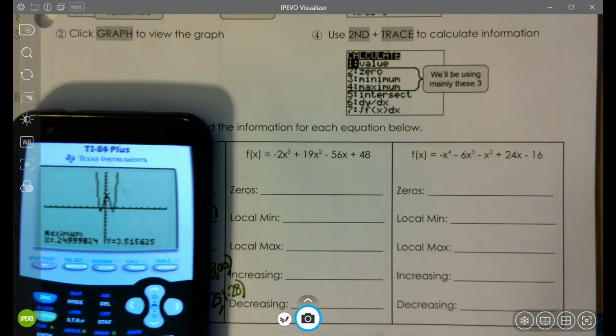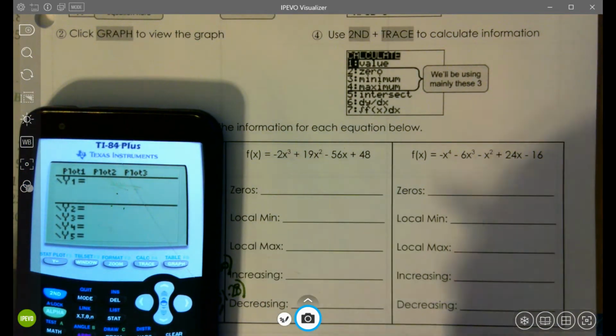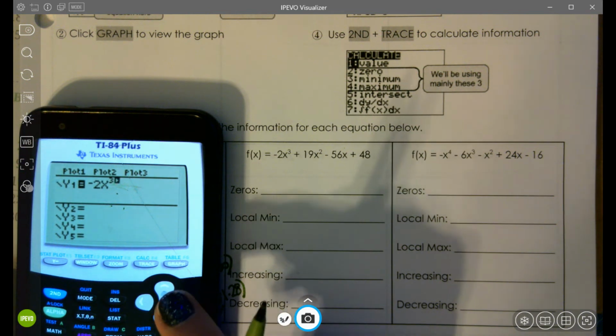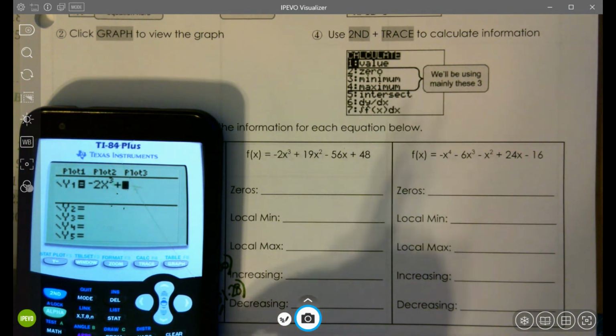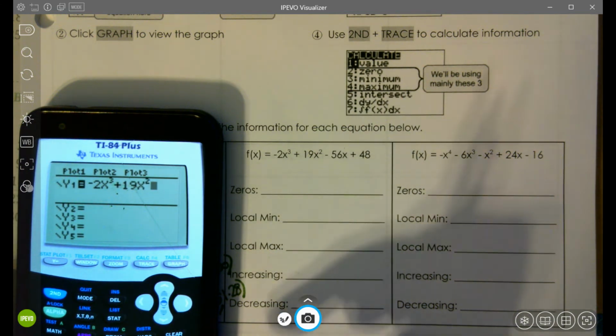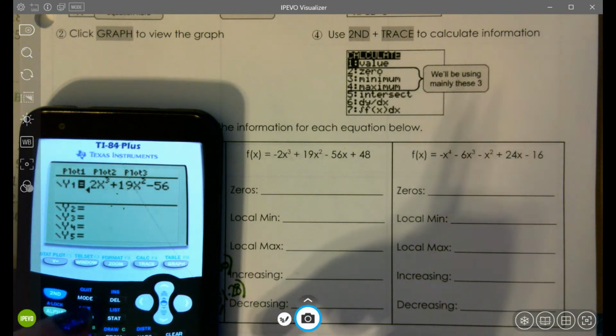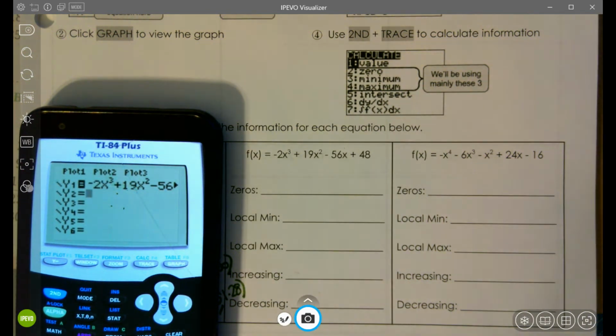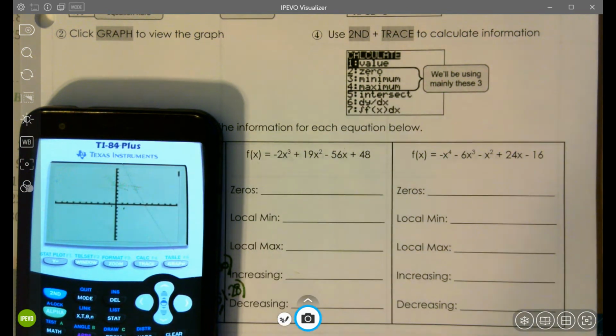Let's do one more a little bit faster. So I'm going to type in this equation, negative 2x^3, hit the right arrow, plus 19x squared minus 56x plus 48. And then I'm going to hit graph. Okay, and it looks like it fits. I can see everything I need to see on there.